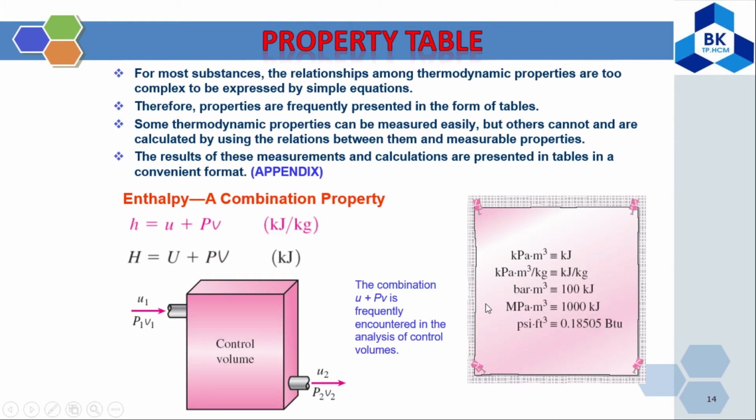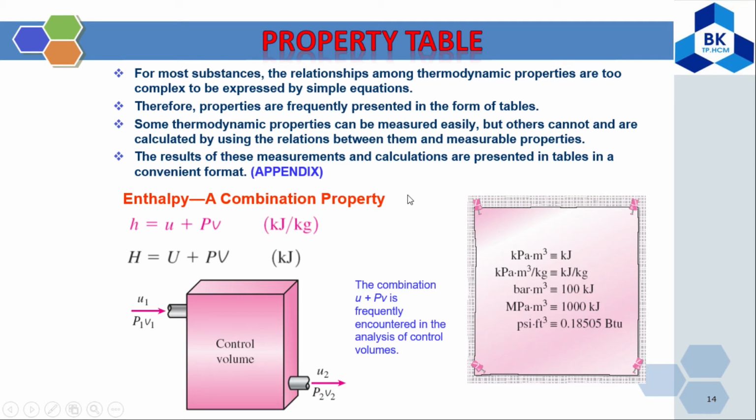Okay, next is a property table. For most substances, relations among thermodynamic properties are too complex to be expressed by a simple equation. Therefore, properties are frequently presented in the form of tables. Some thermodynamic properties can be measured easily, but others cannot and are calculated using the relation between them and measurable properties. The results of these measurements and calculations are presented in tables in a convenient format in the appendix.